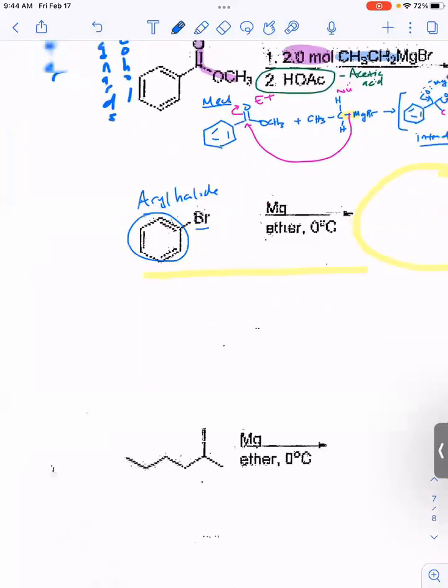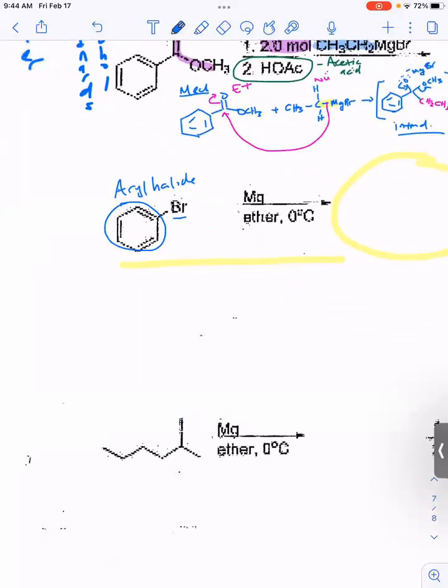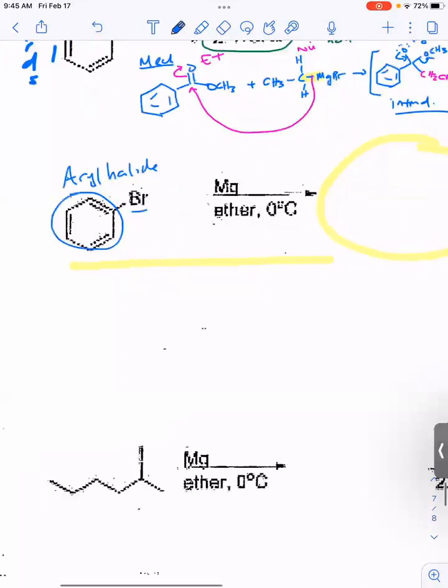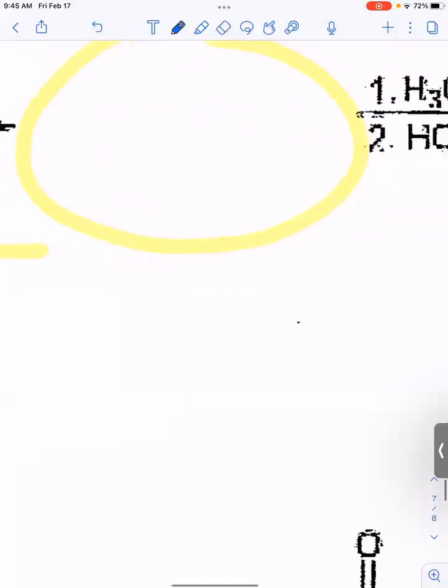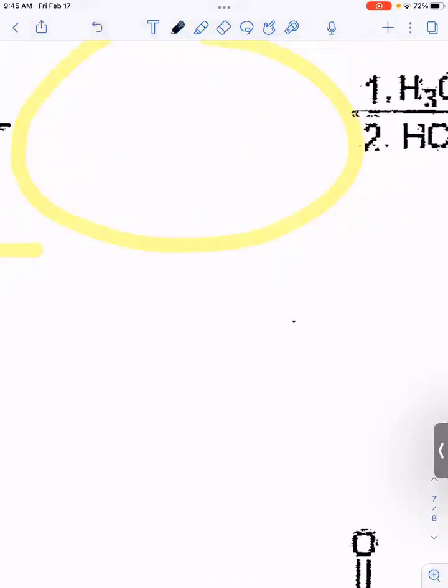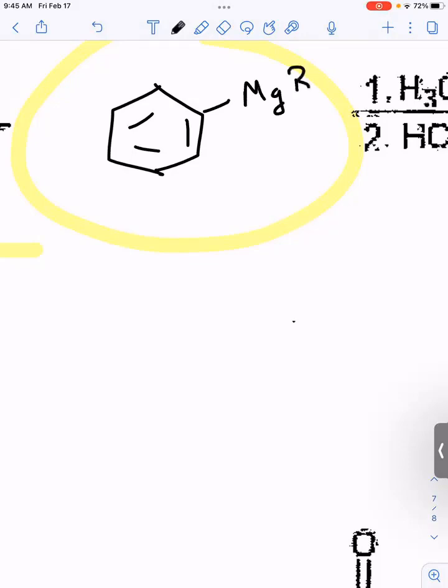I have an aryl halide plus magnesium and ether at low temperature. What do I get when I stir those things together? Magnesium will take the place of bromine. Good, good, excellent. So I'm going to get an aryl Grignard. Is that right?